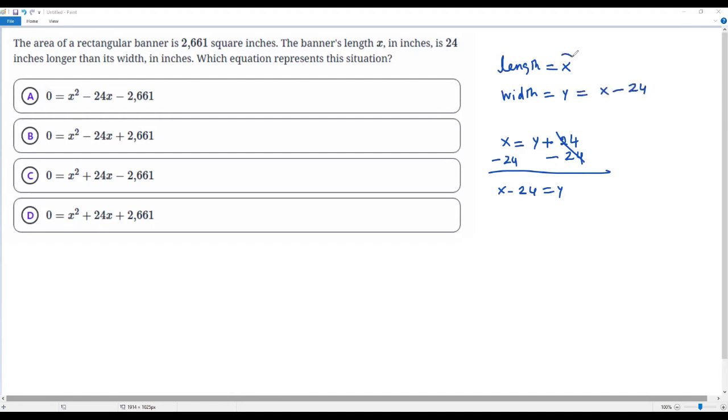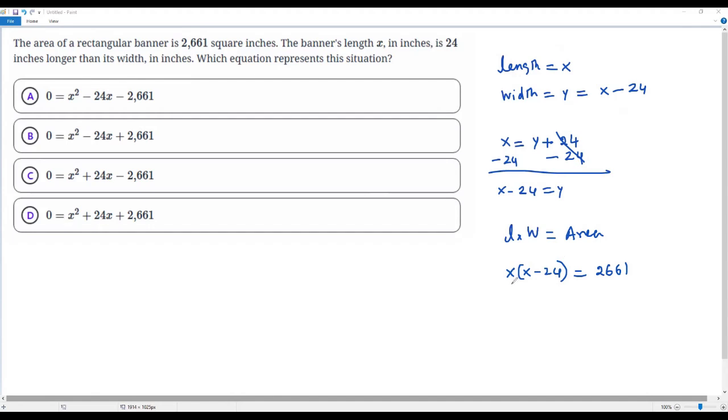So that is, x represents the length and x negative 24 represents the width. And we know that when I multiply the length and width of the rectangle, that is equal to the area. Here the length is x. Let's plug in x for the length over here. And for width we have x negative 24. Let me write over here. And for area of the rectangle we have 2661. Let me plug in this value for area over here.